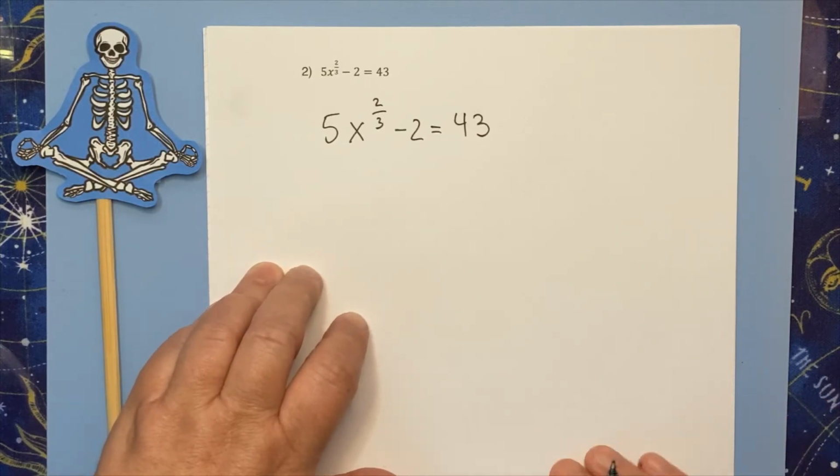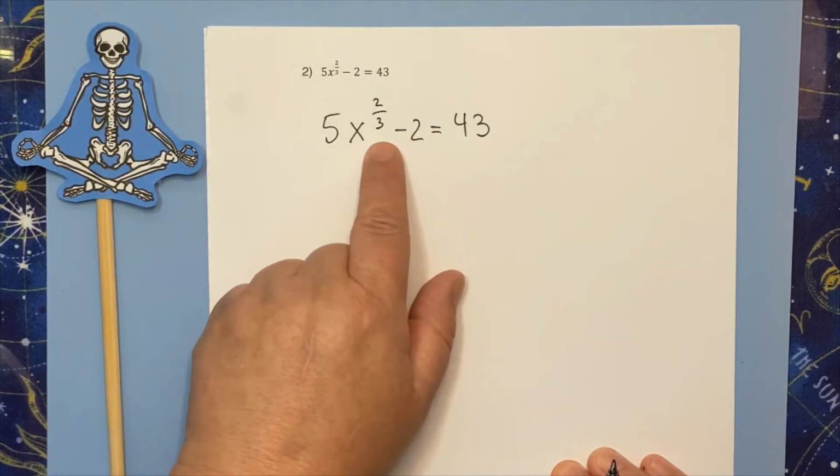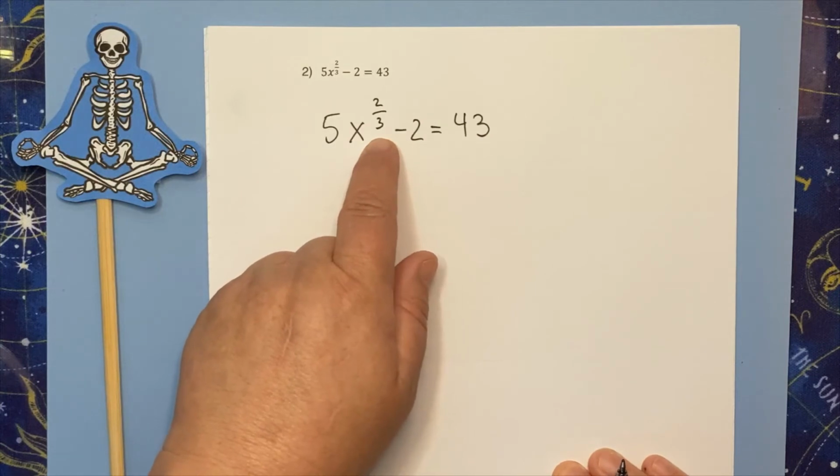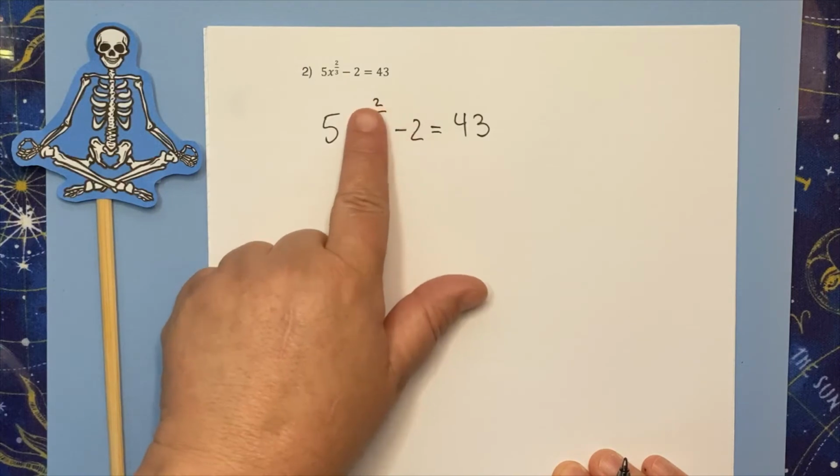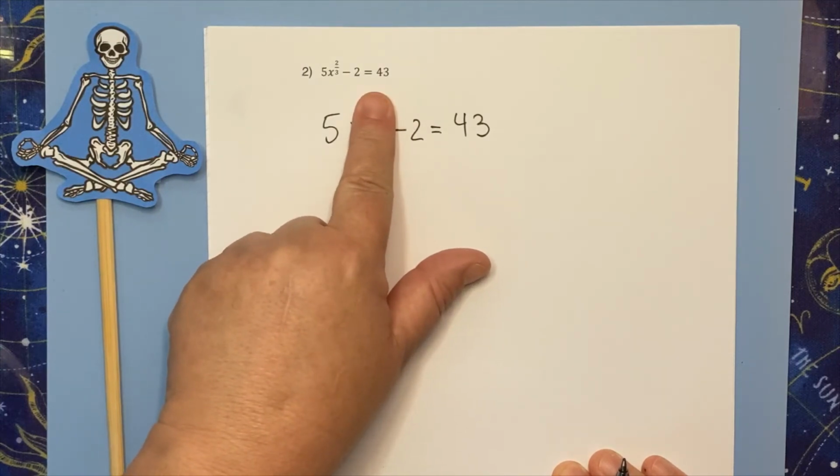So the roots method says you've got x to some power. Oh my goodness, that's 2/3. That's the cube root squared. Ugh. So you've got x to some power. It's sitting there under my finger. So what are we going to do?